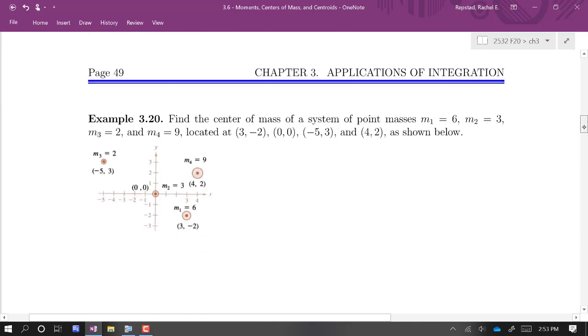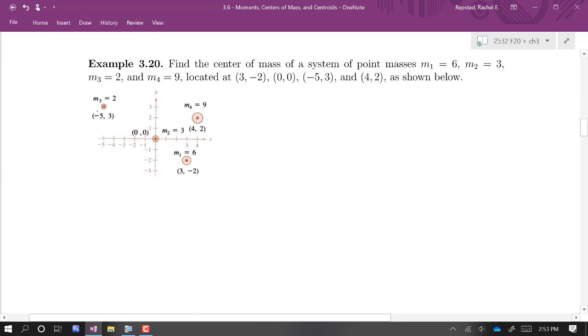So an example here, suppose we have these four masses at these positions. They're listed here in the problem, and they're also given here in the figure. The figure could look a little bit confusing near the origin. M2 is a mass of 3, and that's located at 0, 0. M4 has a mass of 9, and that's located at 4, 2. And then, of course, we have M3 over here and M1 down here.